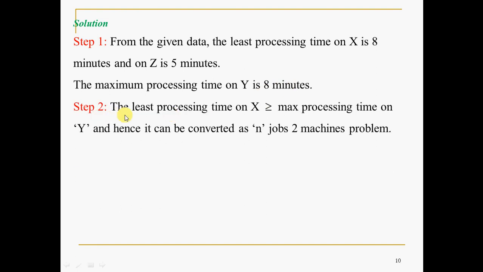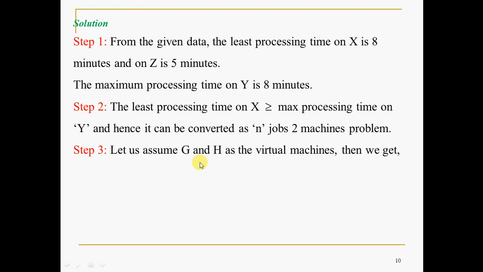Step 2 is just verification. If the least processing time of the first machine or last machine is greater than or equal to the maximum processing time of the in-between machine, then the condition is satisfied. The least processing time on X, that is 8, is greater than or equal to the maximum processing time on Y, that is 8 minutes, and hence it can be converted to an n jobs 2 machines problem.